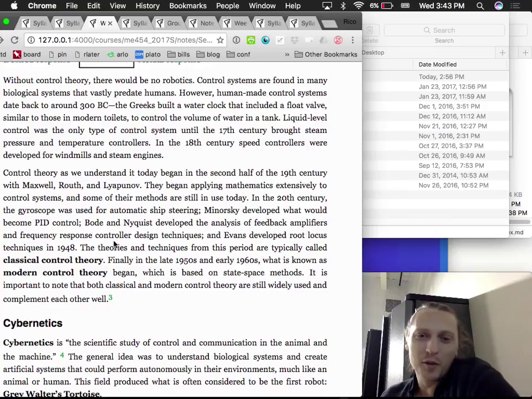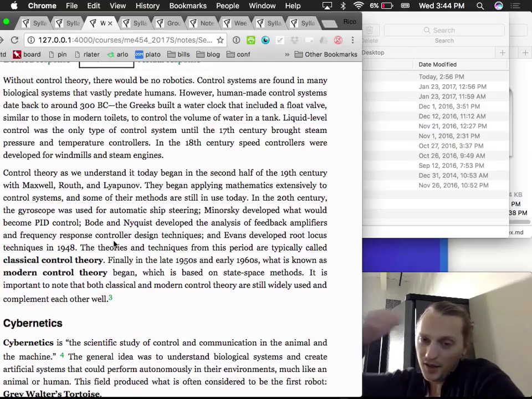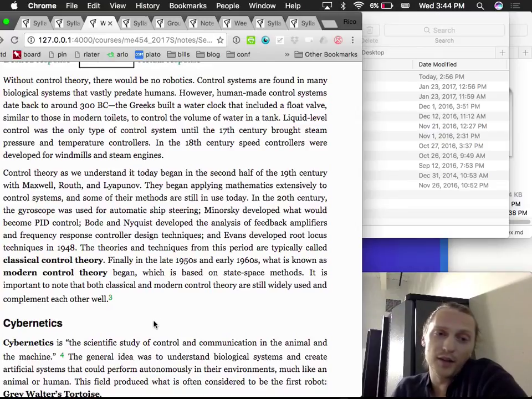Minorsky developed what would become PID control. Bode and Nyquist developed the analysis of feedback amplifiers and frequency response controller design techniques, which we'll talk about in this class. And Evans developed root locus techniques in 1948. The theories and techniques from this period are typically called classical control theory.